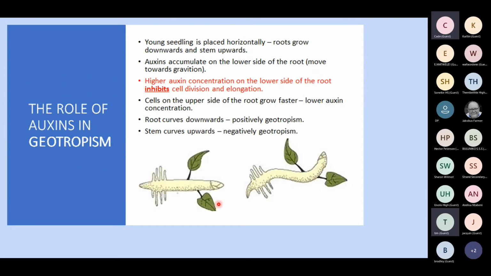Now, the role of auxins. You must know the role of auxins when it comes to phototropism and geotropism. Now, the tropisms, grade 12s, that's 4.3 in your booklet. The tropisms are growth movements of plants in response to a stimulus.